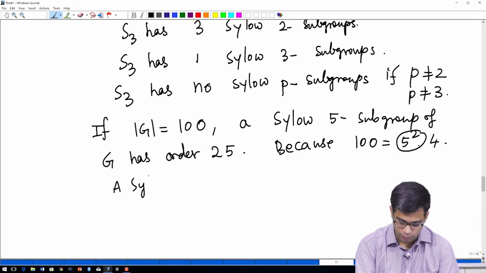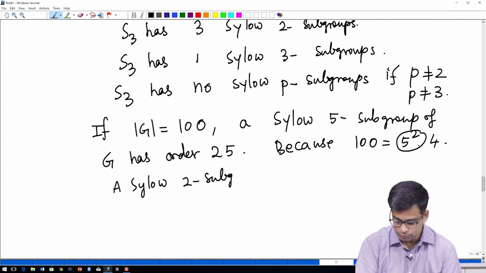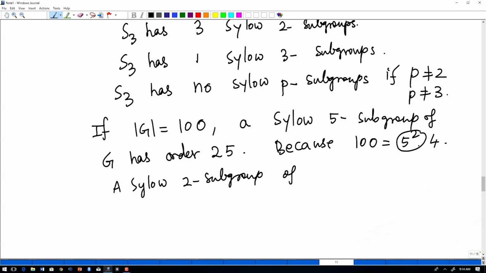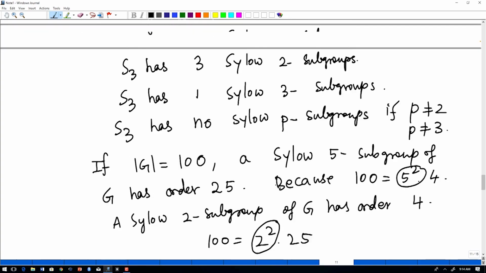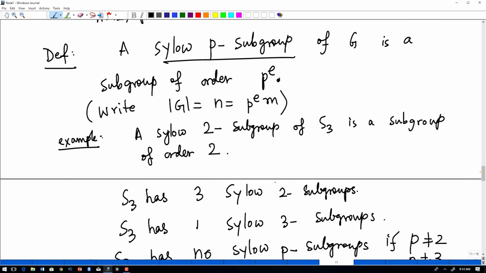Similarly, a Sylow 2 subgroup of G has order 4, because 100 is 2 squared times 25. So a Sylow 2 subgroup will have order 4, 2 squared. So we look at the largest power that divides the order, not just 2, it is 4. Similarly, for a Sylow 5 subgroup, it is 25. So these are Sylow p subgroups of a finite group G, and the Sylow theorems are statements about their existence, their properties, how many there are, and so on.